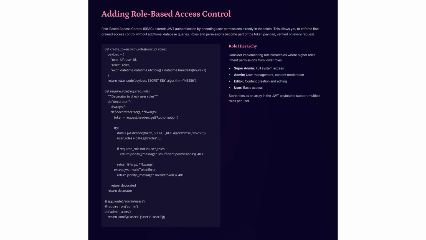Role-based access control, RBAC, enhances JSON Web Token authentication by embedding user roles in the token, enabling precise access control. Use the Create Token with Roles function to include roles in the token payload. The Require Role decorator checks for necessary roles, ensuring users have appropriate permissions. Implement role hierarchies for efficient permission management, allowing higher roles to inherit lower role permissions.